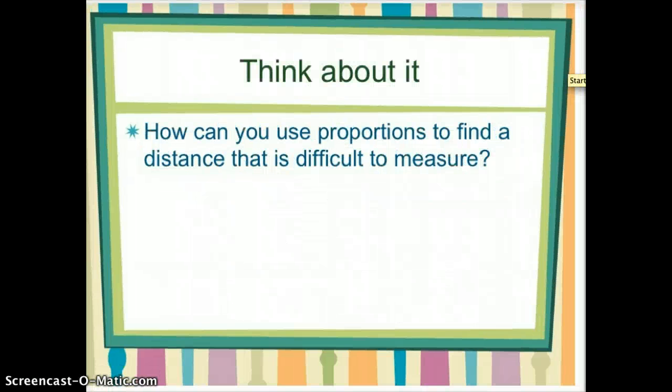Okay, so what I want you to think about as you're going home and talking to your parents or your friends or whatever, you're thinking about your math, I want you to think about how could you use proportions to find a distance that's difficult to measure. So for instance, how tall a tree is, or the top of a building, or a distance across a lake, or something like that. How could you use proportions to find a distance that's difficult to measure? Okay, so that's your thinking question. Think about it. Maybe come and tell me about that tomorrow.